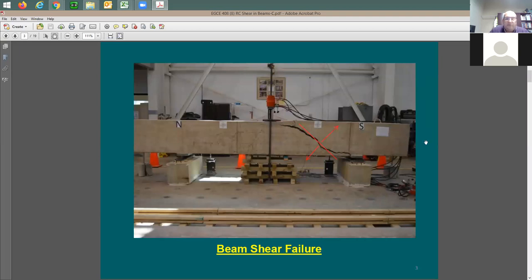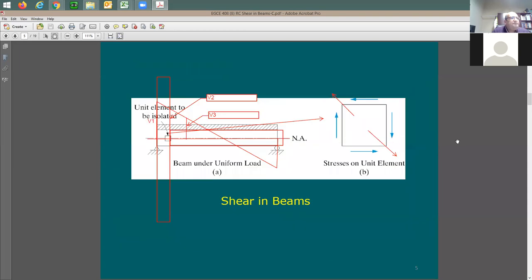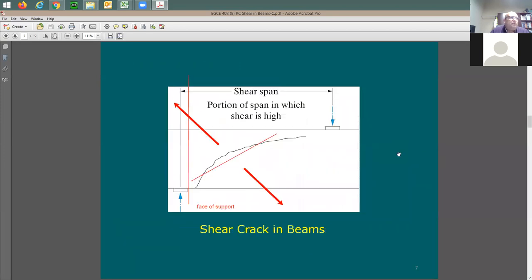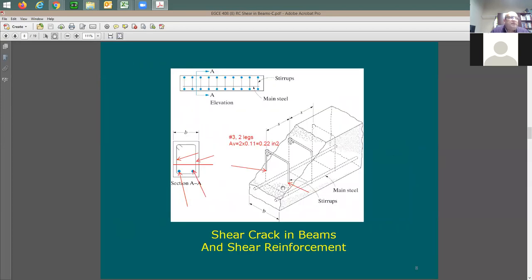So you have two components to resist the shear. The first component is the concrete. The second component is the reinforcing steel that you put in the vertical direction, which we call ties. We discussed this stress element, and we discussed the direction of shear. These are the ties that you put there, and A sub V, this is going to be the shear reinforcement.